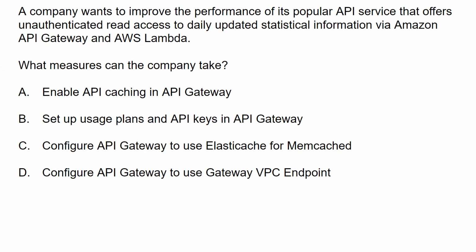A company wants to improve the performance of its popular API service that offers unauthenticated read access to daily updated statistical information via Amazon API Gateway and AWS Lambda. What measures can the company take? A, enable API caching in API Gateway. B, set up usage plans and API keys in API Gateway. C, configure API Gateway to use Elasticache for Memcached. D, configure API Gateway to use Gateway VPC endpoints.